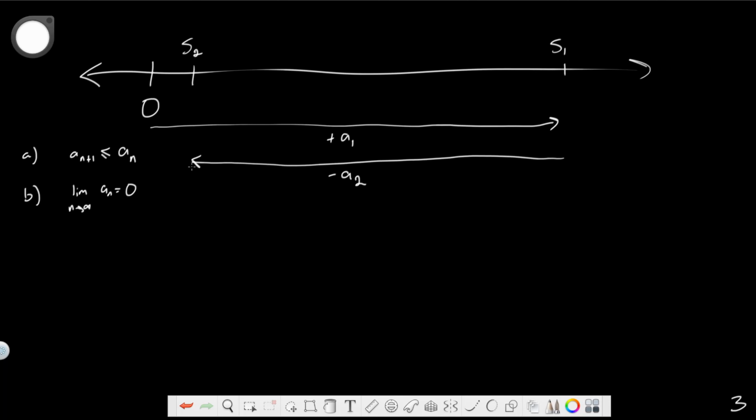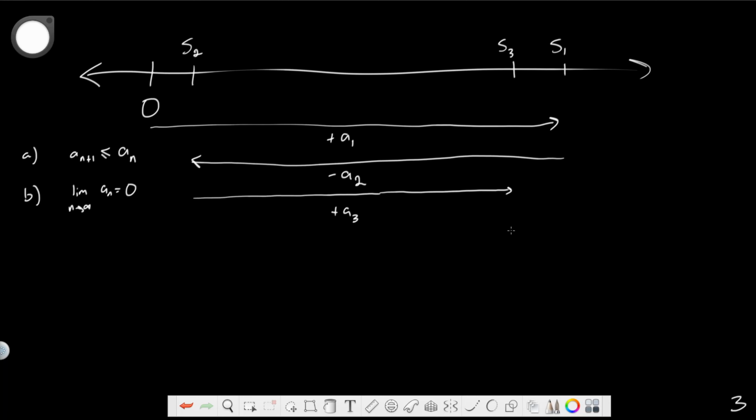Right? Now, starting here, I'm going to add the next term. I know it's smaller than A sub 2 in magnitude. So I'm going to add some number, and it's going to fall short of where I was. This is adding A sub 3. And S sub 3 is going to be up here. Notice I'm getting closer and closer to something in the middle.